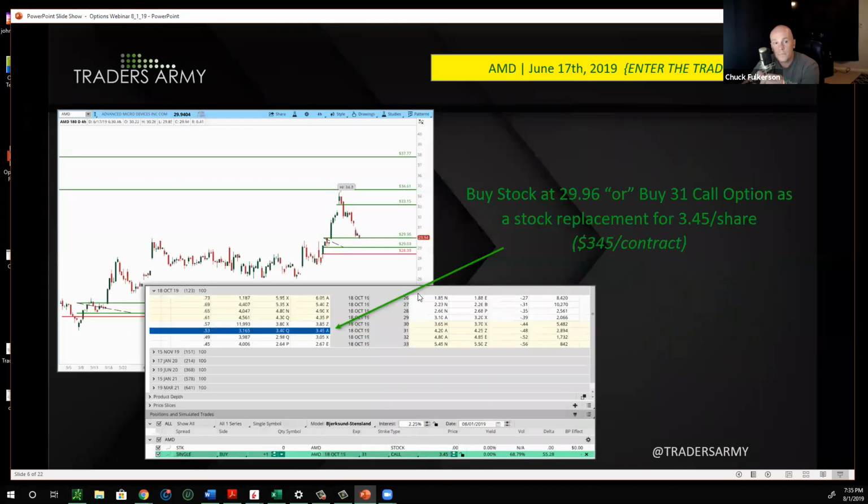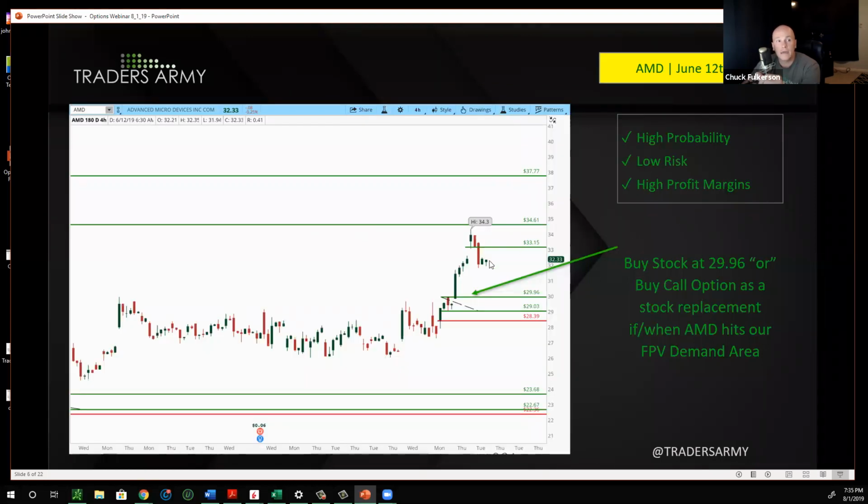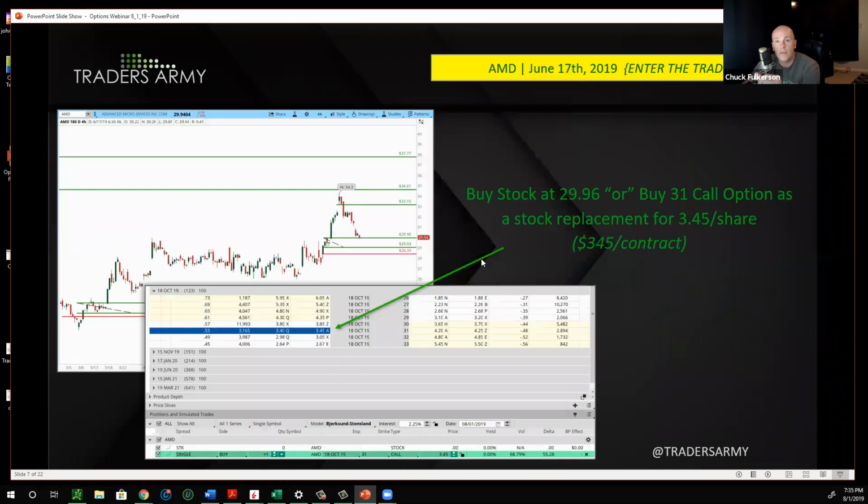So when the stock did come back, so this was when we looked at it on June the 12th, it came back into the area on June the 17th. So on June the 17th is when it came back into the area. Now, at this point, we can buy the stock for $29.96, or we buy the 31 call option as a stock replacement. So in this case, we're looking at the 31 call option.